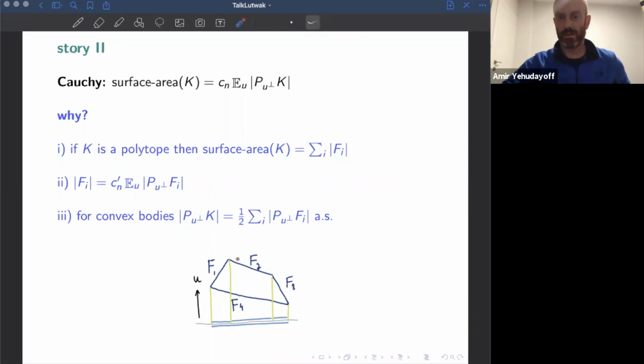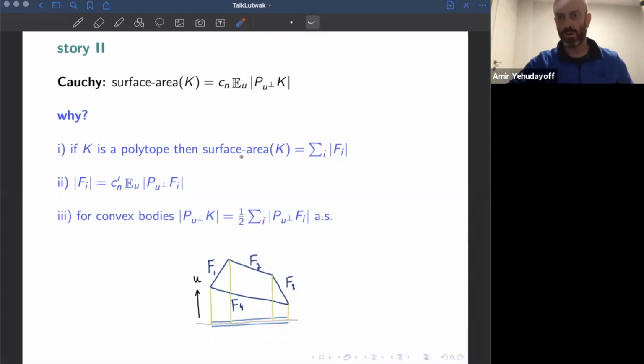Okay, and the third is this picture. The point is that every point in the projection, which is this side, came from exactly 2 points on the boundary. This is true almost surely. So it's not true for this point, for example, here there is 1, but except for a set of measure 0, this is true. So you can measure the projection by summing the projections of all the faces and dividing by 2. So this is the third point.